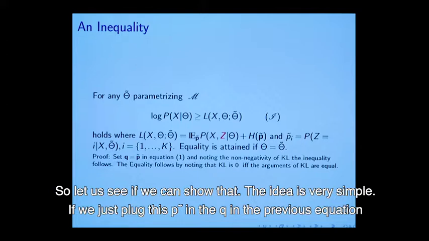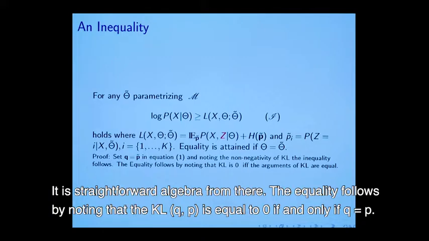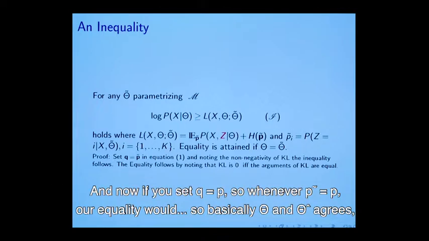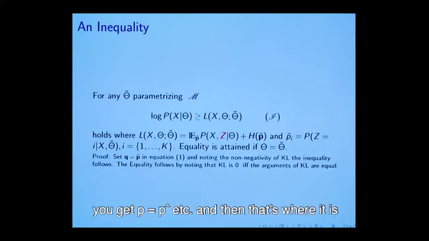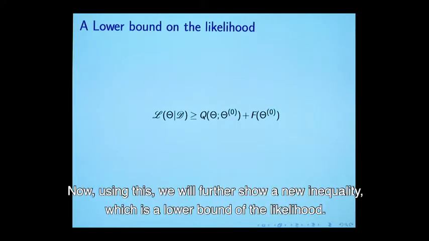If we just plug this p hat in the q in the previous equation 1, and note that the KL of q comma p is always greater than or equal to 0, the inequality follows. It is straightforward algebra from there. Now, the equality follows by noting that the KL of q comma p is equal to 0 if and only if q equals p. And now, if you set q equal to p, so whenever p tilde equals p, our equality holds, so basically theta and theta hat agree, you get p equal to p hat, and that is where it is.